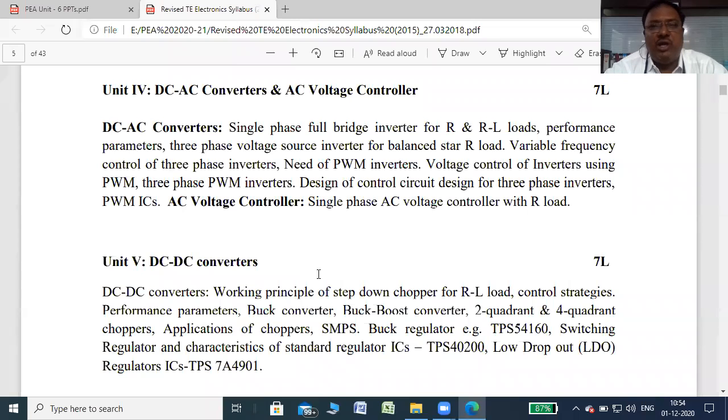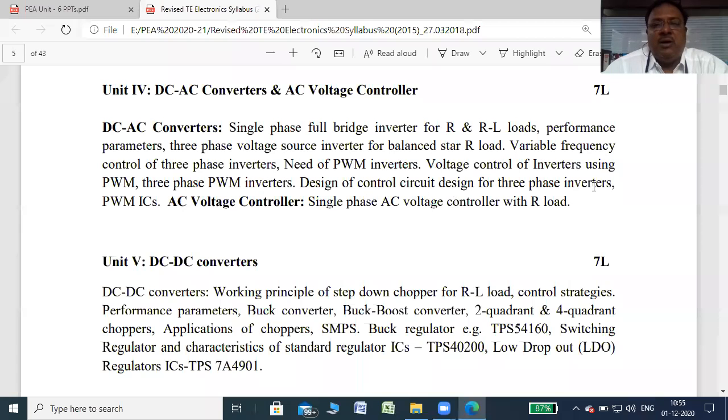So if we require a variable frequency and variable voltage to drive or control AC drives, in that application we require a variable frequency as well as variable voltage. In that situation, we convert AC into DC first using a converter, that is unit number three. And then we use an inverter to convert DC into AC, so that the output with variable frequency and variable voltage can be achieved, right? So single phase and three phase inverters we have seen.